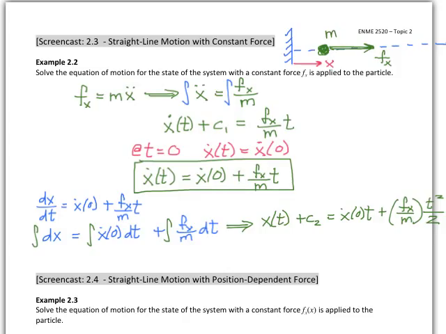And I just noticed that I made a mistake in this expression, so we need to add a t. This is fx over m t dt, and by integrating, that's where we get our t squared over 2.